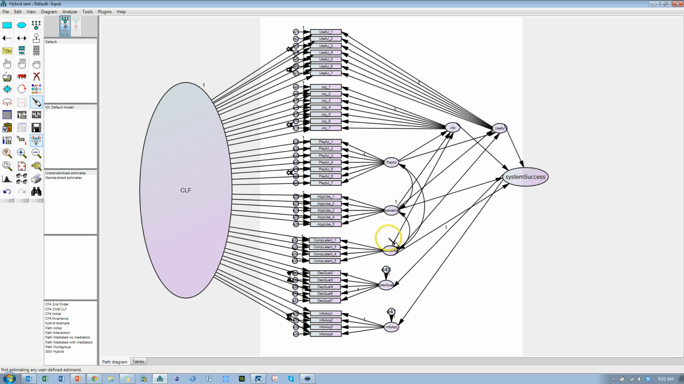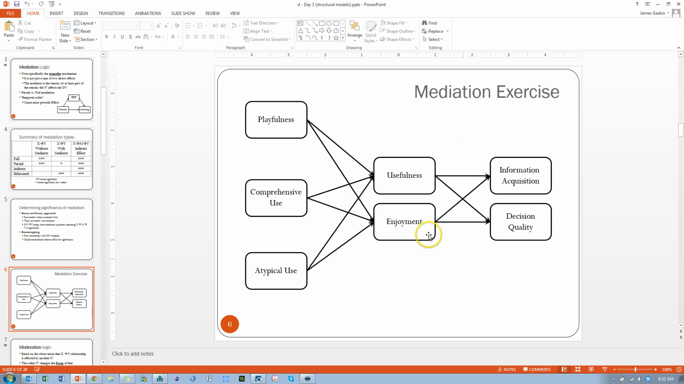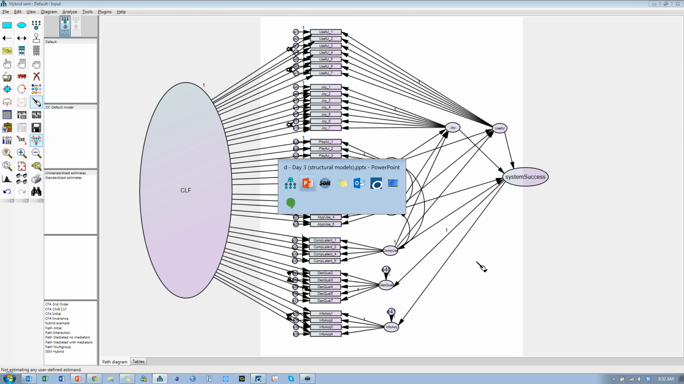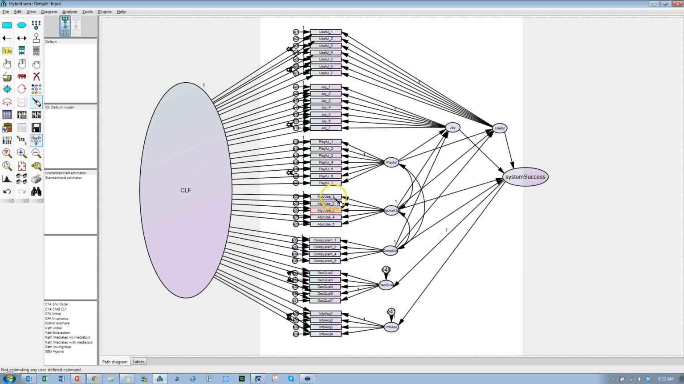I've connected playfulness to the mediators and the mediators to the DV. So all the IVs are connected to the mediators, and all the IVs are connected to the DV, and then the mediators are connected to the DV. I've made this, except I've added direct effects here. And so this would be this model with mediator and direct effects. So we haven't actually tested this one yet, but this is how you would build it, like this.